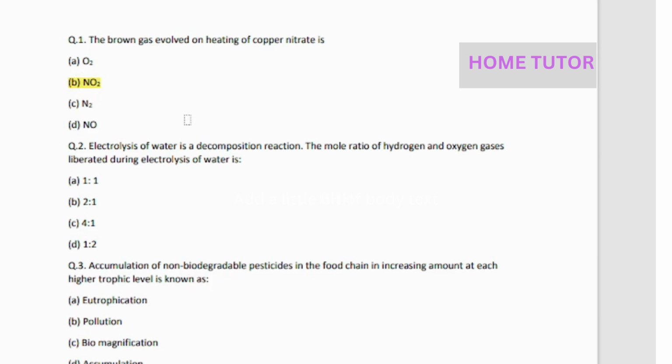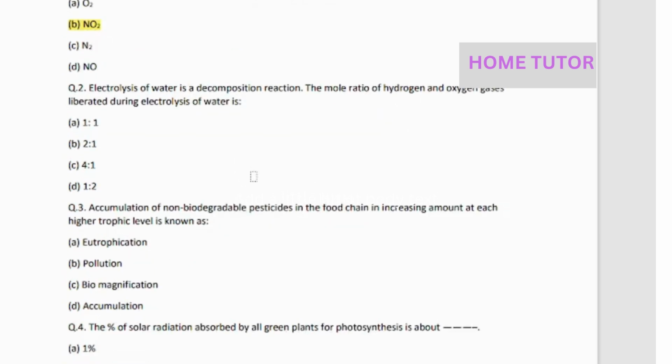Next question, question number 2. Electrolysis of water is a decomposition reaction. The mole ratio of hydrogen and oxygen gases liberated during electrolysis of water is option A 1:1, option B 2:1, option C 4:1 and option D 1:2. So the answer is option B 2:1.